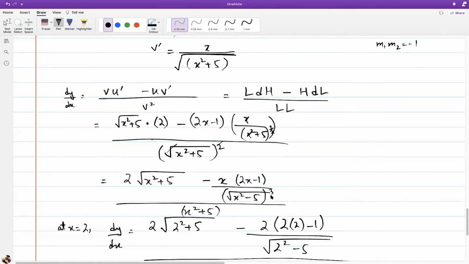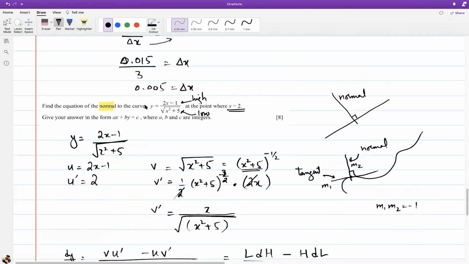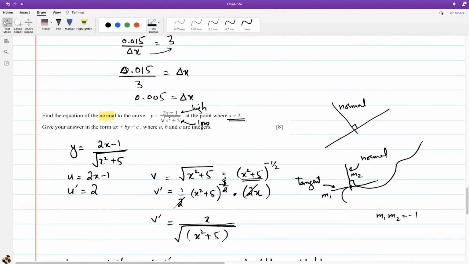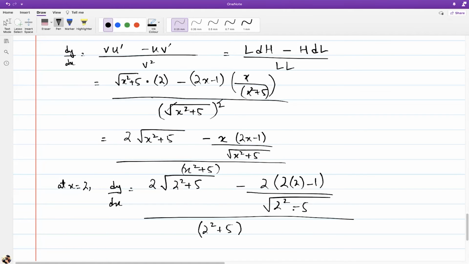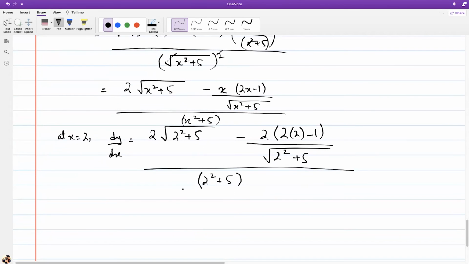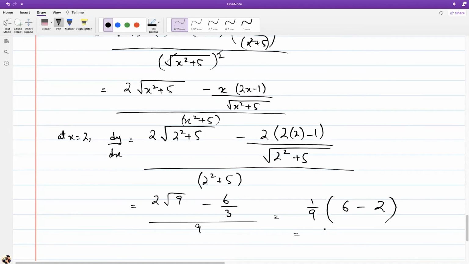क्योंकि देखें वो नीचे था. So I'll just plug in the value and this becomes x square plus 5, 2 square plus 5. हाँ जी ठीक है हो गया. So now I have 2 into square root of 9 minus 2 into 3 which is 6 over 3 whole over 9. So you simplify this and you get 1 by 9 times 2 square root 9 which is 3 again. So ये 6 बन जाता है 6 minus 2. तो आपके पास आंसर आ जाता है 4 over 9.